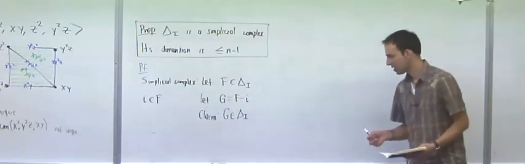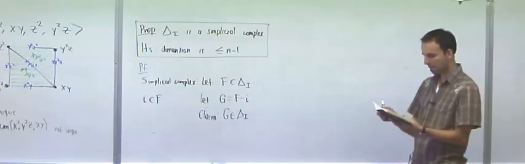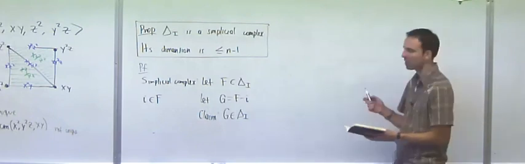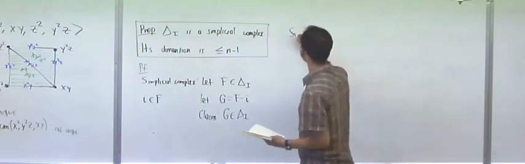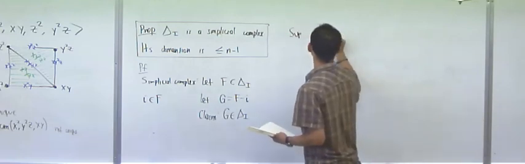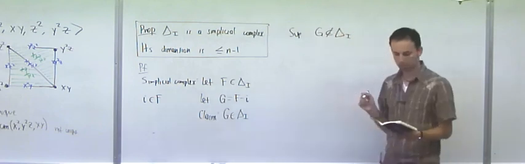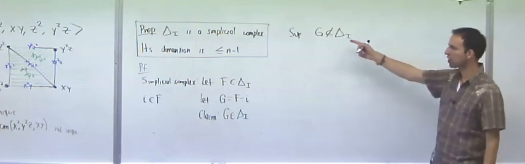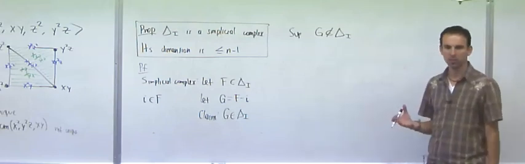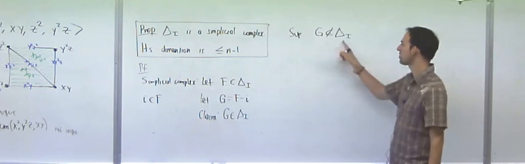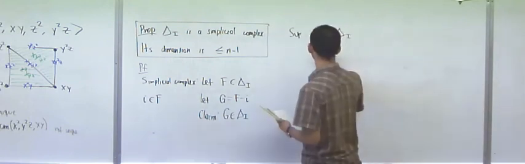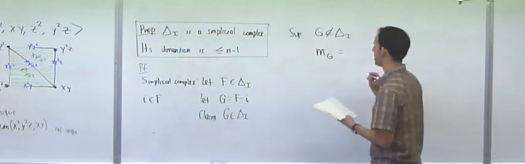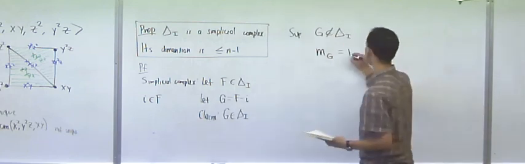So if I prove this, I will have a simplicial complex. And so the way I'm going to do that is by contradiction. So suppose that G is not in here. So what does that mean? Well, you're in the scarf complex when your LCM is unique. So if G is not here, then that must be because the LCM of G is equal to the LCM of some H.